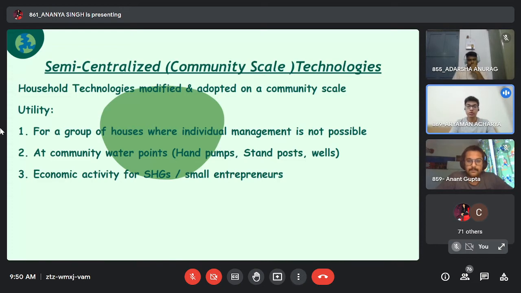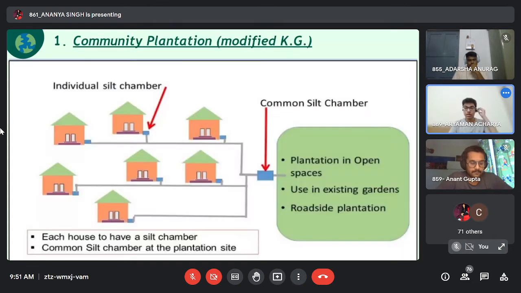Now I'd like to talk about the community plantation method. Each house has been fitted with a silt chamber, which is used to prevent silt from entering the pipes, and all the pipes finally meet at a common chamber, from where they take the grey water to the designated area. The designated area may be plantation sites in open areas, pre-existing gardens, or roadside plantations.